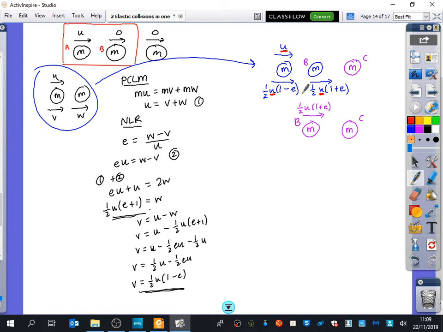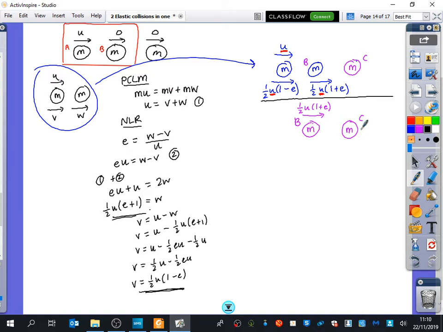Previously, we said whatever this one's speed is, to get its speed afterwards, you take its speed, you half it, and you multiply it by 1 minus e. Why am I allowed to repeat that process for this collision that we've got here? What do you mean they're all the same? Be more specific. They're the same spheres, and they've got the same masses.